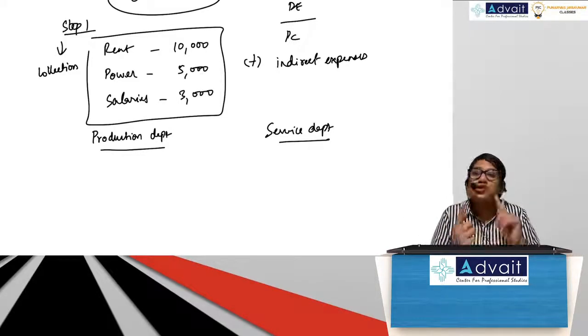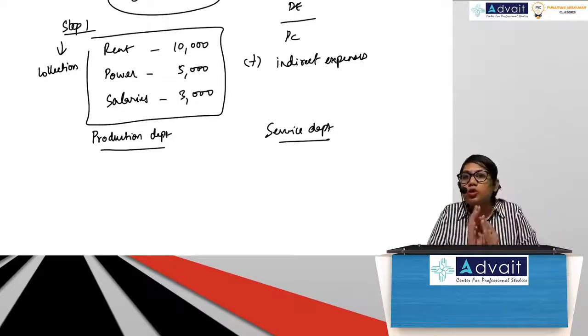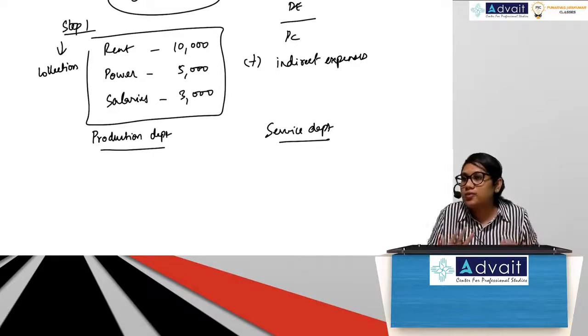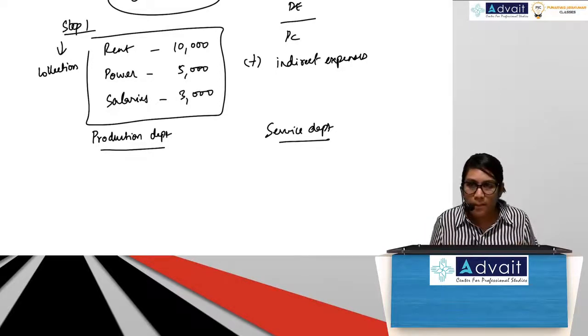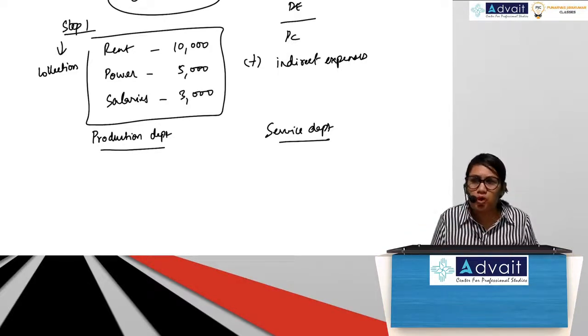When it comes to step 1 and step 2, we don't have to worry. Why? Because that will be given to us in the problem. In the problem, they will collect all the expenses and give it to us. That, boss, these are your indirect expenses. Now do something with them. That's something we need to do. Okay. So step 1, no tension. Step 2, no tension.